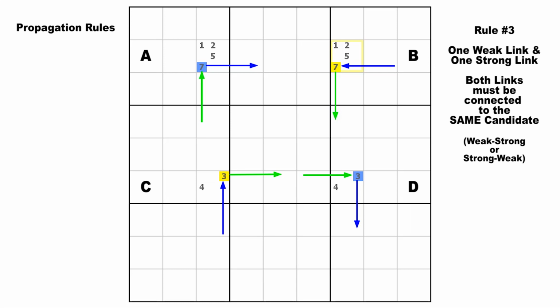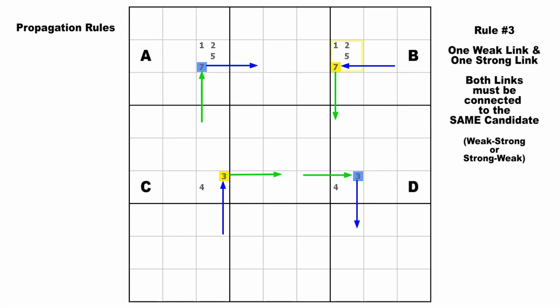And lastly, rule number 3 says that if a cell has 1 weak link and 1 strong link, they must both be connected to the same candidate. And just like with rule number 1, it doesn't matter how many candidates there are in the cell, as long as there are at least 2. And so with rule number 3, there is no need to draw or visualize a link within the cell because you have weak, strong, or strong, weak, and this follows the normal rules for alternating links in any chain or loop.